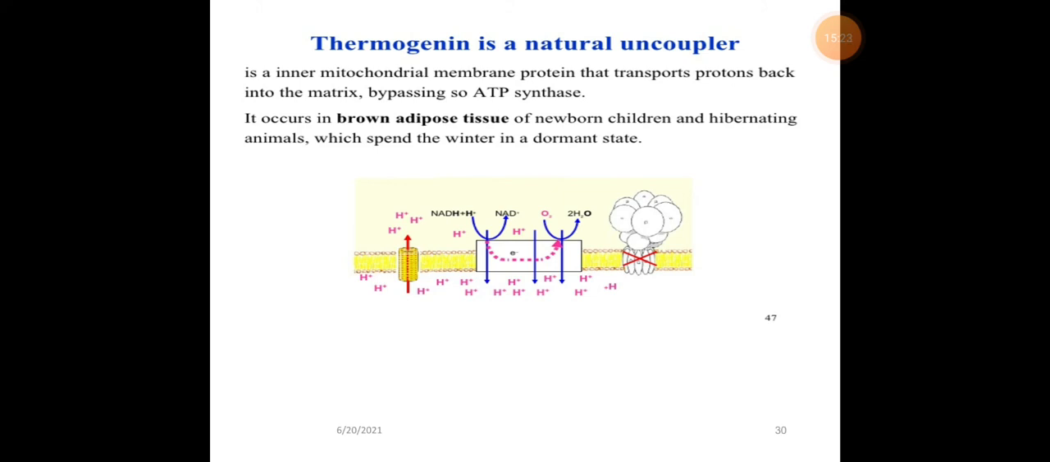Thermogenin is a natural uncoupler. Some people eat much more but don't get fat. They have some natural uncoupler produced in brown adipose tissue. It occurs in the brown adipose tissue of newborn children and hibernating animals, which spend the winter in a dormant state. Some animals can live longer in the winter because they use this energy only for heat. So they bypass ATP synthase.